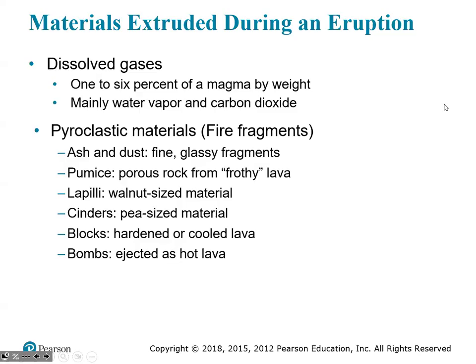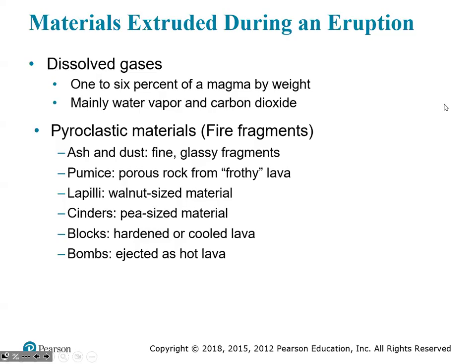And pyroclastic materials. Pyroclastic basically means fire fragments. These are things like ash and dust, which are fine glassy fragments. Pumice, which is a porous rock from frothy lava that has lots of dissolved gases in it. When the gases release, they bubble up and you get foamy, frothy lava. Lapilli, which are sort of walnut-sized material. Cinders, which are pea-sized material. Blocks, which are hardened or cooled lava. And bombs, which are ejected as hot lava and cool in the air.